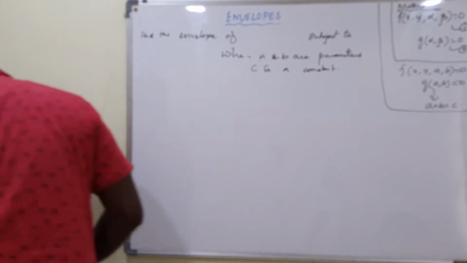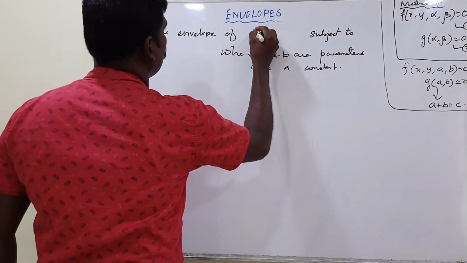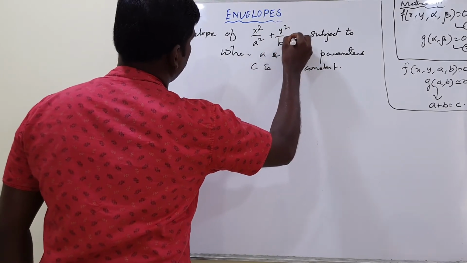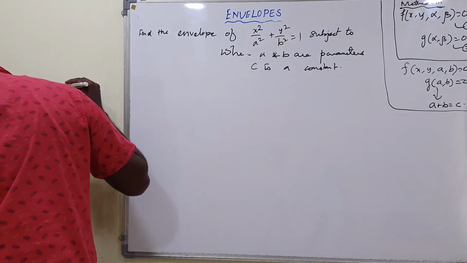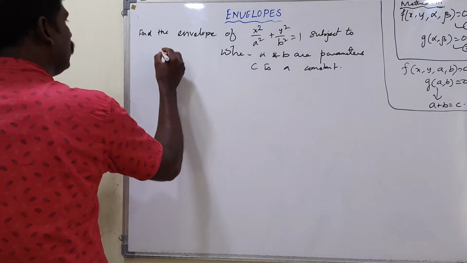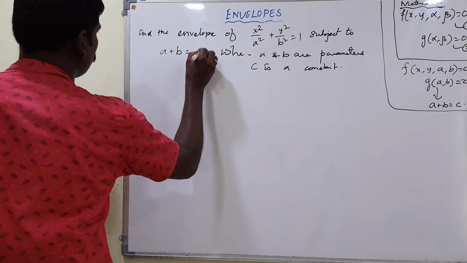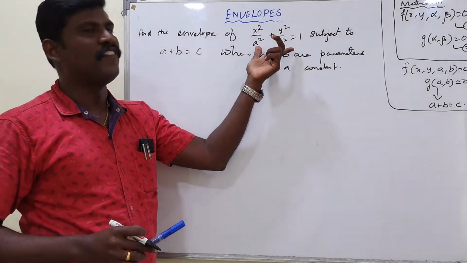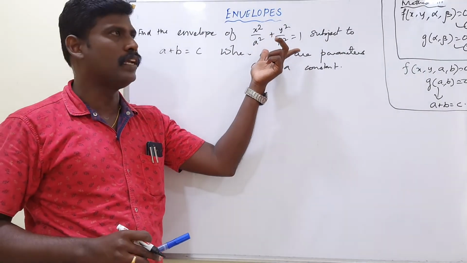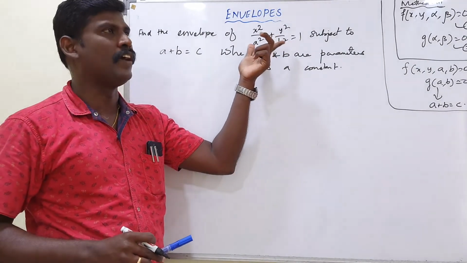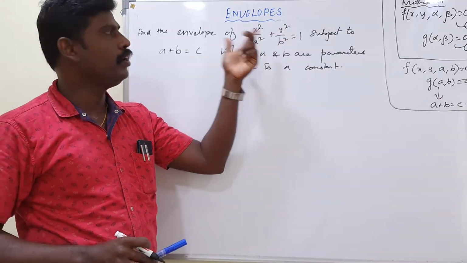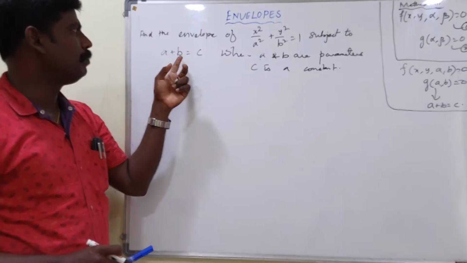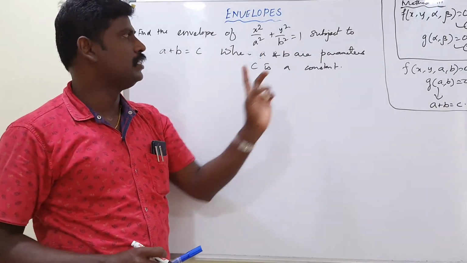Find the envelope of the family of ellipses x square by a square plus y square by b square is equal to 1, subject to the condition a plus b equal to c. So find the envelope of the family of, what is this curve? This is an ellipse. So the family of curves is ellipses. Now we are going to find the envelope of this family of ellipses subject to the condition a plus b equal to c, where a and b are parameters and c is the constant.